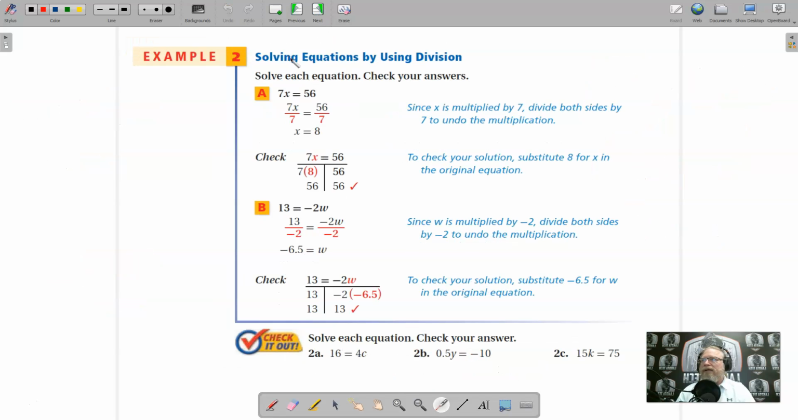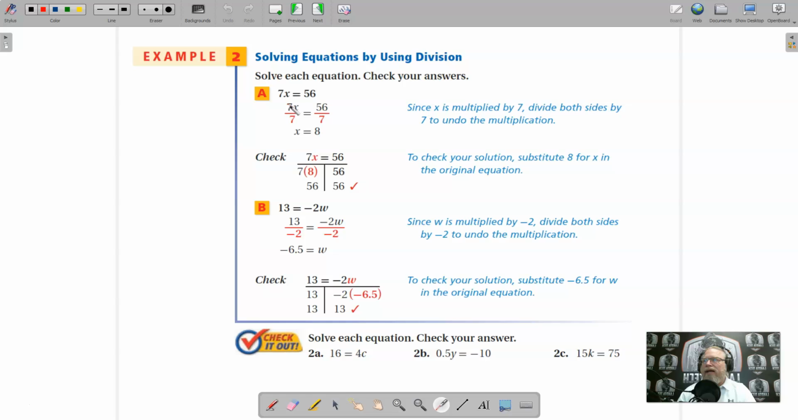Example 2, solving equations using division. So here we have 7x equals 56. Now you could probably solve this without doing that. You could think, 7 times what number equals 56? And you're like, oh, okay, that's 8. But it's not always going to be that easy. You just can't do mental math in your head. Sometimes you'll have larger numbers, decimal numbers, those types of things. So you'll actually want to be good at using this process.